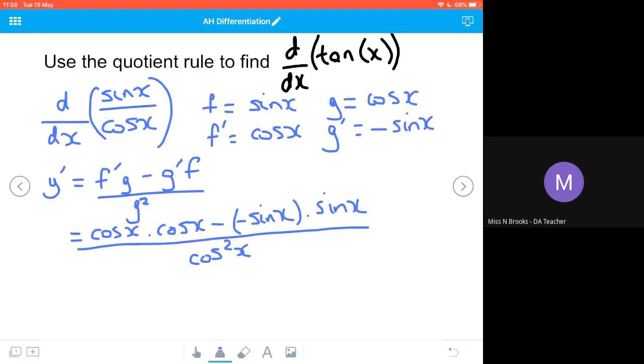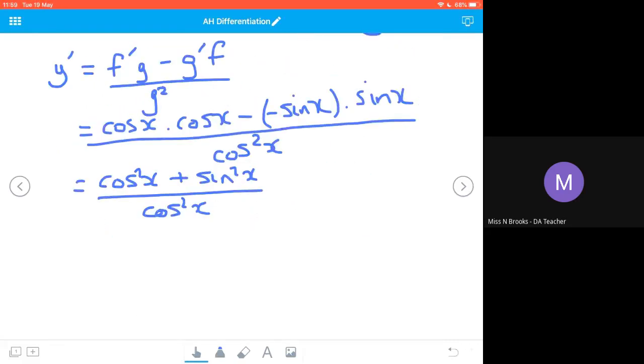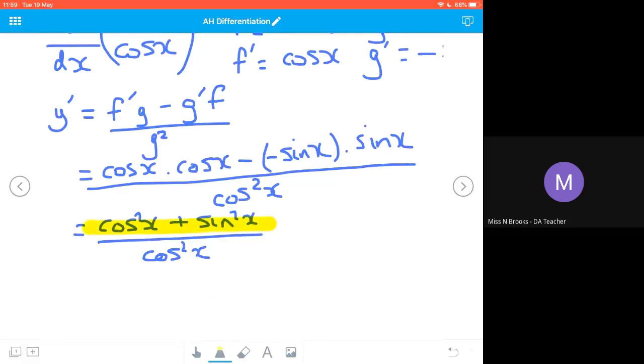Now we're going to collect our like terms together, or simplify the top, and so we're going to get cos x all squared plus sine x all squared, and that's still divided by cos x all squared. Now, from National 5 again, we know that the numerator here, cos x squared plus sine x squared, equals 1. So I'm going to replace that with 1 over cos x squared. Now I know that 1 over the cosine of x equals the secant of x. So therefore I can rewrite this as my final answer, that y prime equals the secant of x all squared.